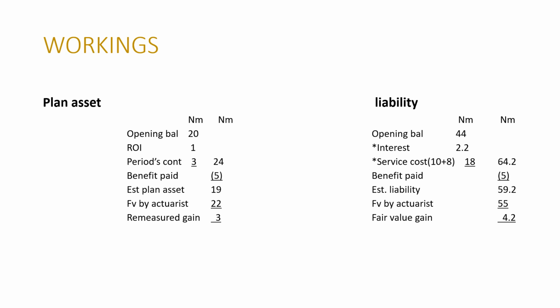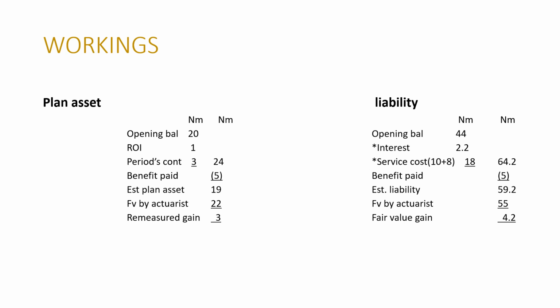Now, remember that IAS 26 requires pension fund administrators to value their assets using the fair value valuation. So an actuary was invited to value this estimated plan asset, and the value was placed at 22 million, which means we thought we have 19 million, but their expert is telling us that our 19 million is actually worth 22 million. So we have a gain of what? 3 million naira.